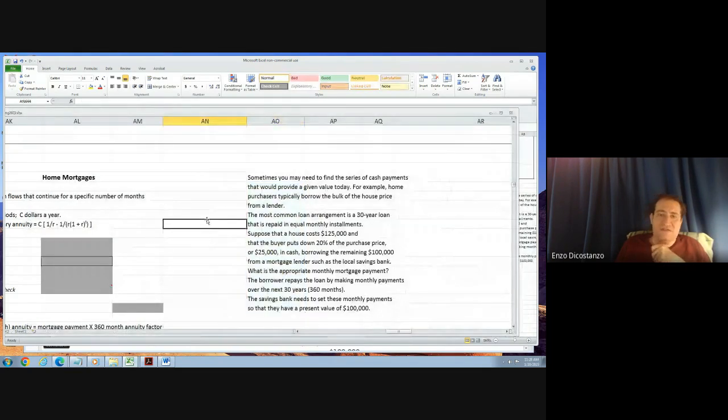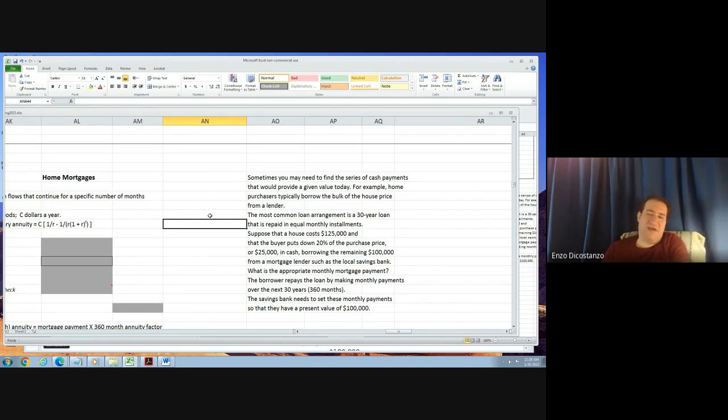Okay, again, let's always understand the problem. It says find a series of cash payments that give a value that would provide a given value today. For example, home purchases typically borrow the bulk of the house price from a lender. Common is a 30-year arrangement paid in equal monthly installments. At the time, houses were 125,000, and the buyer puts down 25%, so you're only financing 100,000.